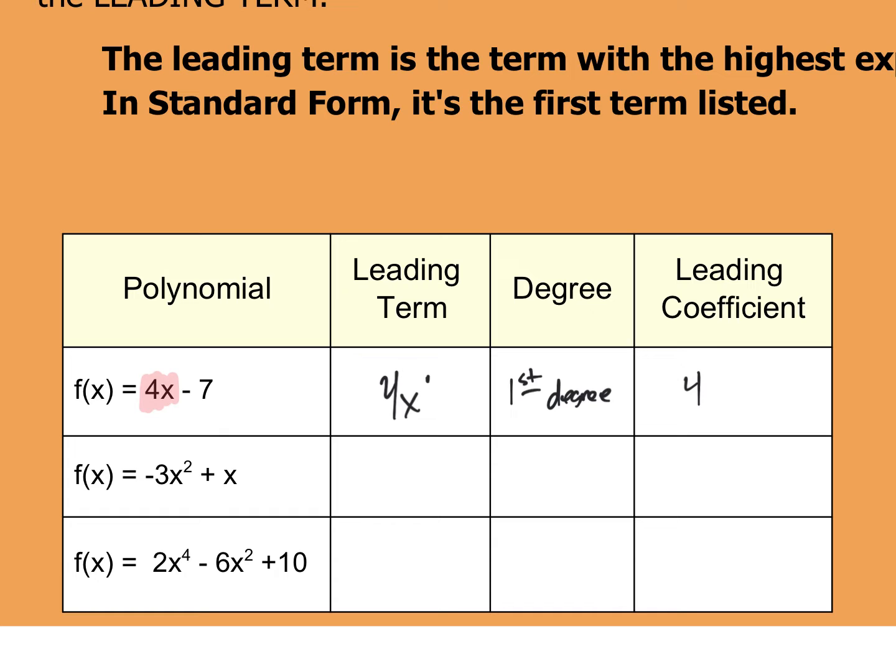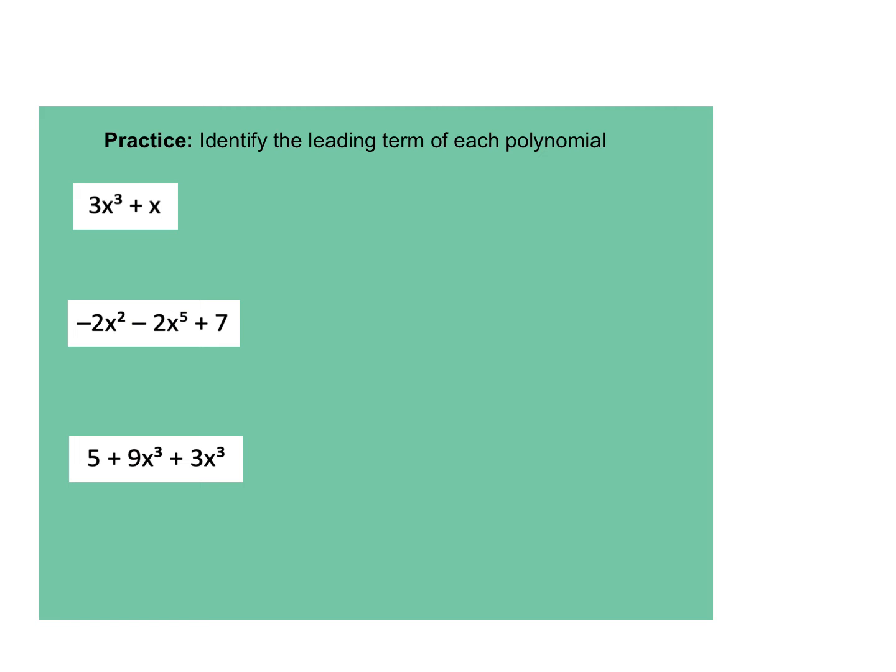For this second one, your leading term is negative 3x to the second, which means my degree is 2, my leading coefficient is negative 3. And then finally for this bottom one here, I think my leading term is 2x to the 4th, which means my degree is 4, that exponent of 4. And then finally, my leading coefficient is 2. So finding that leading term really is the key, because once you know what the leading term is, you should be able to figure out what that leading coefficient and degree are.